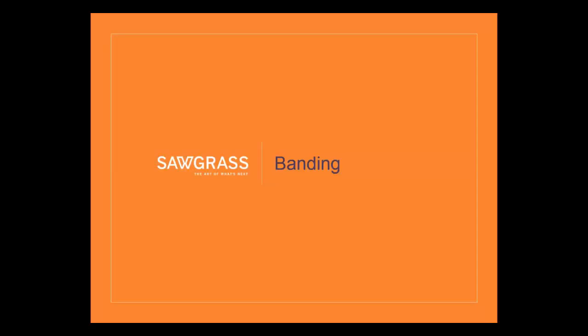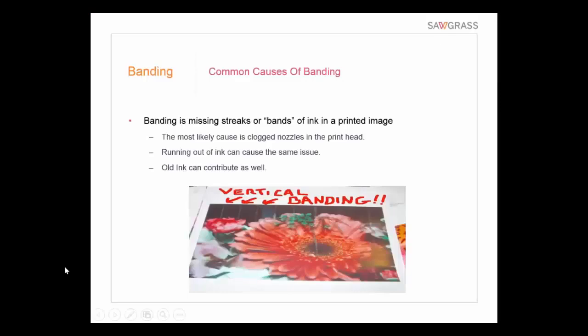It has nothing to do with musicians. But here's a good picture of what banding looks like. This is vertical banding. You see the little lines that are in the image. Basically, we have missing ink. The most likely cause is clogged nozzles in the print head. It's not the only cause, okay? Running out of ink can cause the same issue, and old ink can contribute as well.